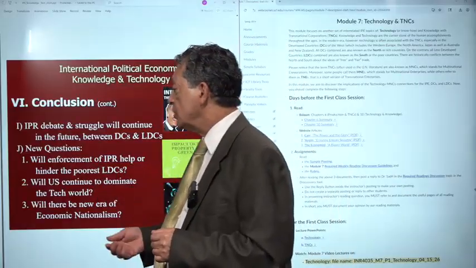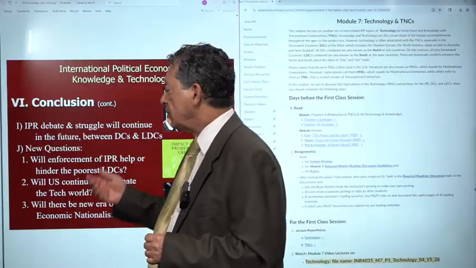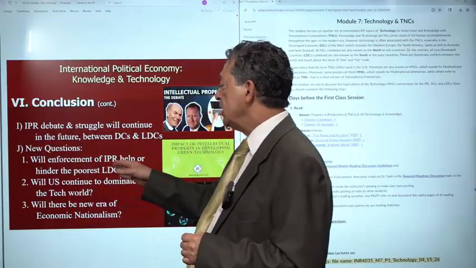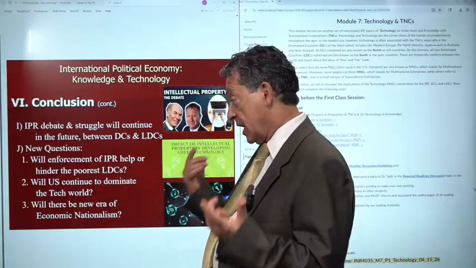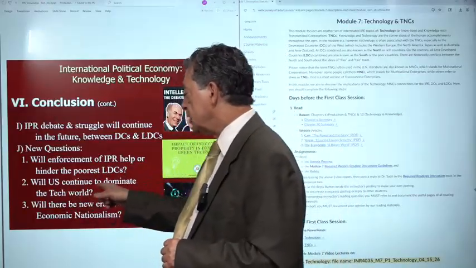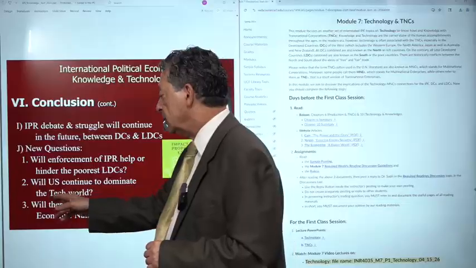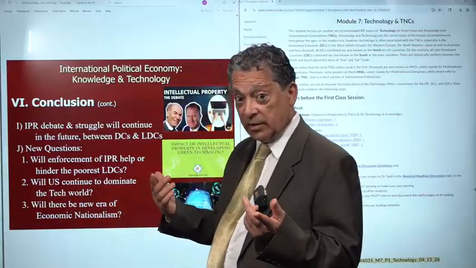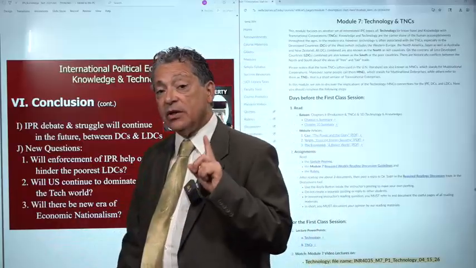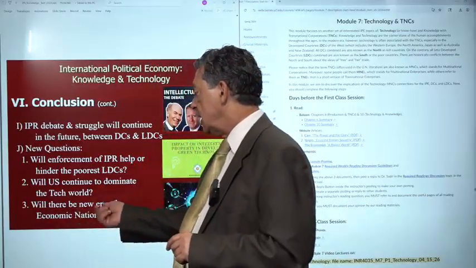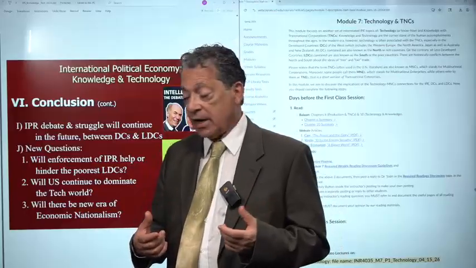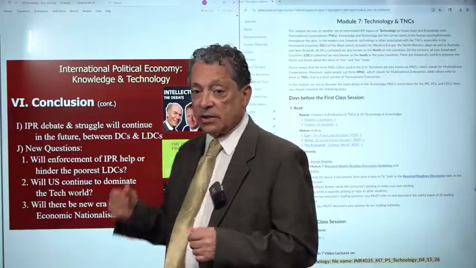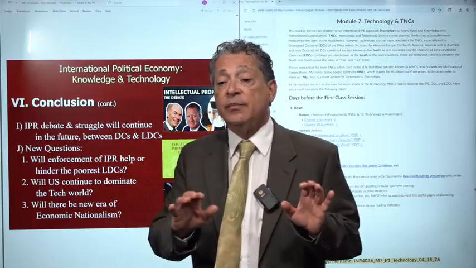And then there are new questions about this whole process. Will enforcement of the IPR help or hinder the poorest developing countries? That's one. Another one, will the US continue to dominate the tech world? Another important one. And last but certainly not least, will there be a new era of economic nationalism? Is that right? And that is a question we're going to leave it with because there are different answers to it.